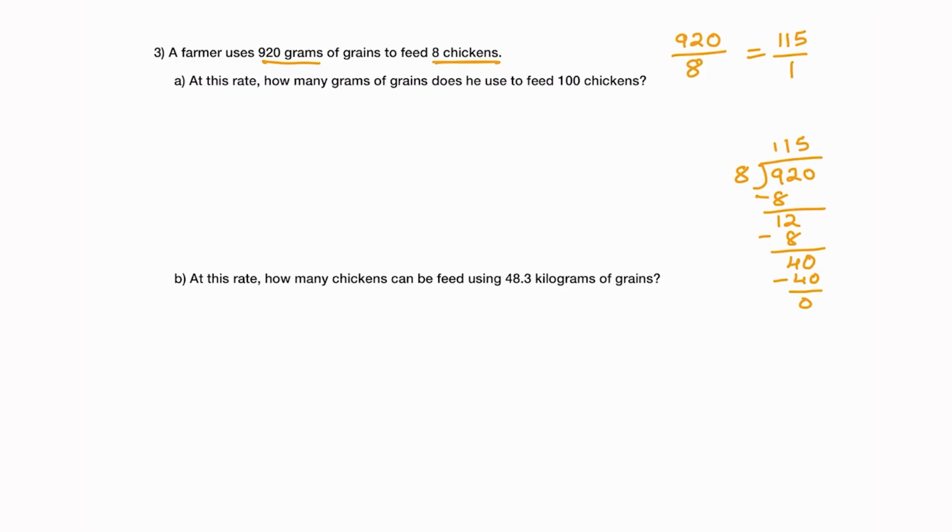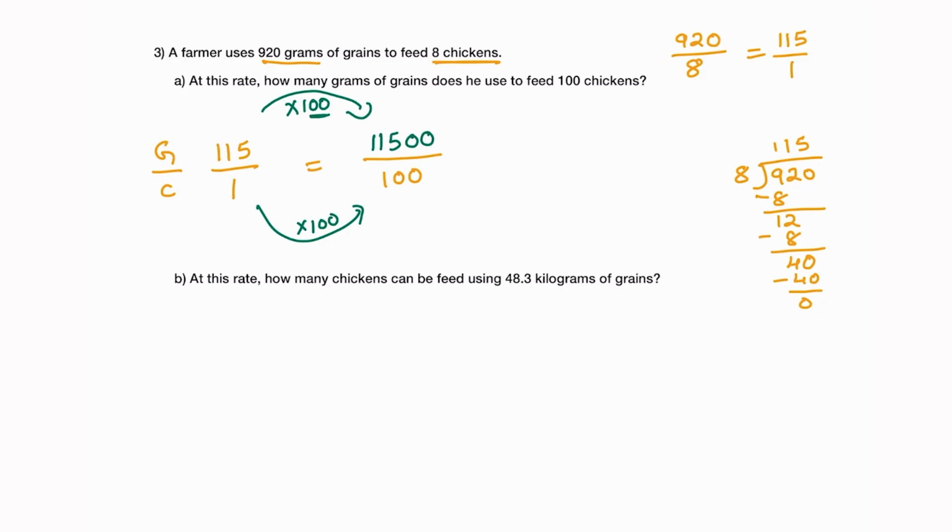At this rate, how many grams of grains does he use to feed 100 chickens? So we have 115 over 1, right? That's grams and that's chickens. And we have 100 chickens here. So what do we do? This is times 100. So exactly we do here times 100, and that's very simple. 115, and we add two zeros, grams of grains.